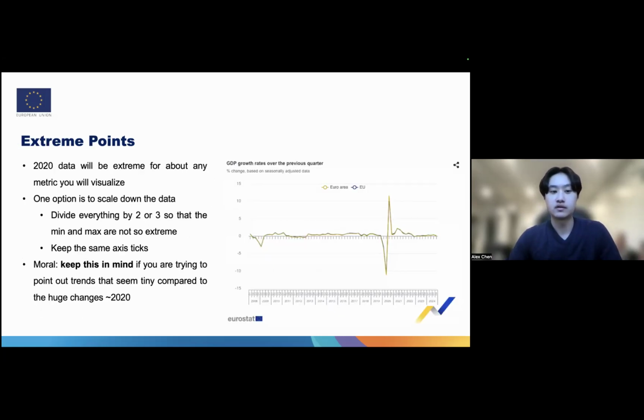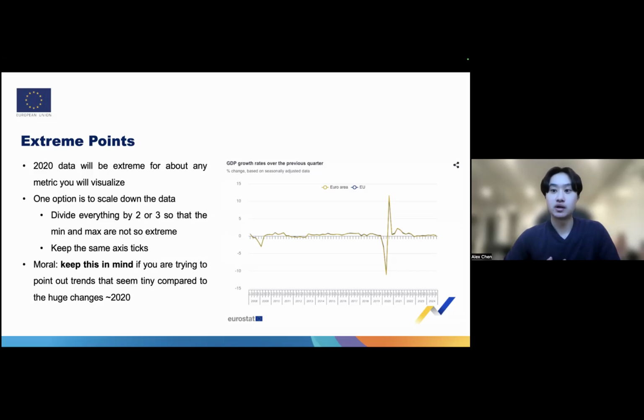And so another thing that you're going to encounter is extreme points on a graph, right? Pretty much any indicator you're going to look at is going to be very extreme around 2020 because of COVID. And as you can see here, everything else looks very tiny compared to it.